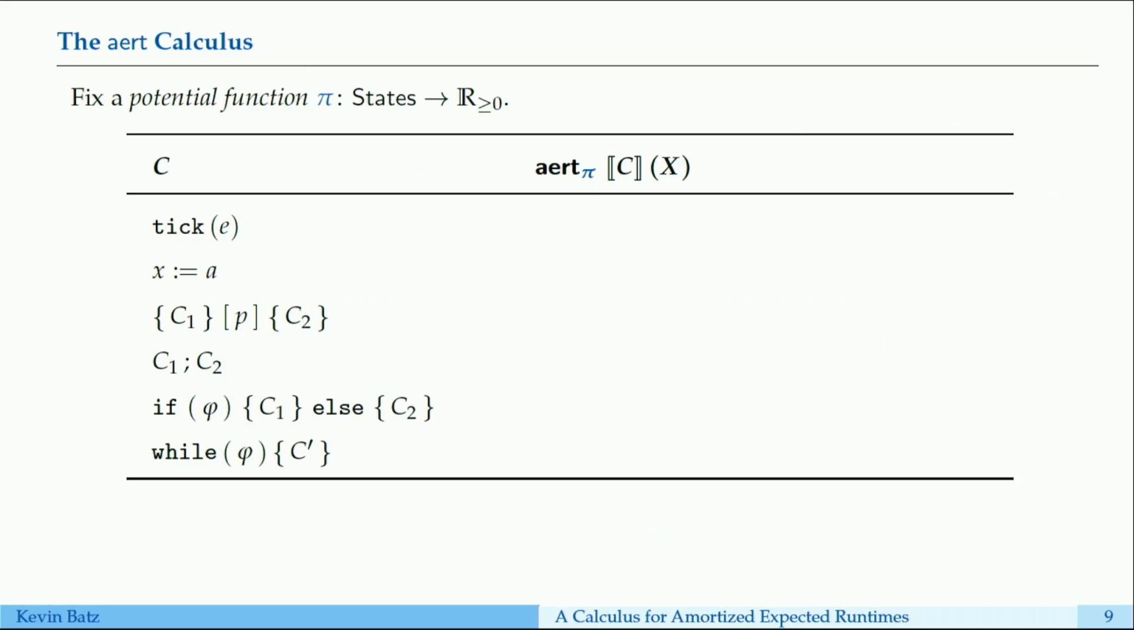Okay, so this is now the inductive definition of the aert with respect to some arbitrary post-runtime X. And for the tick statement, this is easy. So tick(e) consumes e units of time, so the aert is given by e plus what is given by the post-runtime. For assignments, it works as follows. We first apply the assignment to the post-runtime by substituting x by the right-hand side of the assignment a. And then we have to take the change of the potential into account. And this is what happens here. So the new potential is given by pi, where we substituted x by the right-hand side a. And from that, we subtract the original potential pi. And this is how we add the change of the potential here.